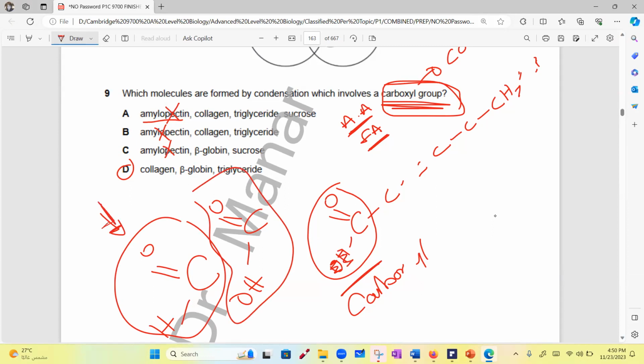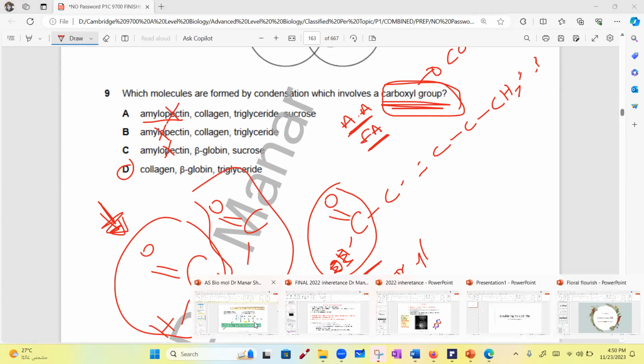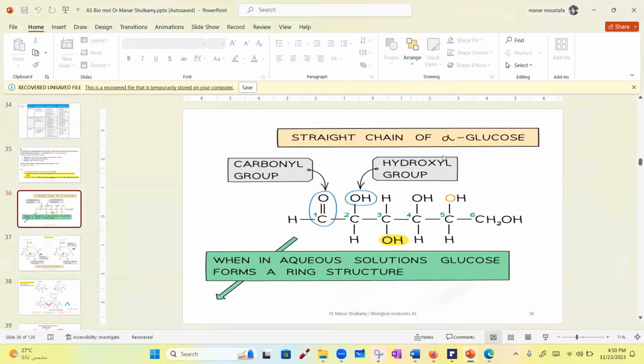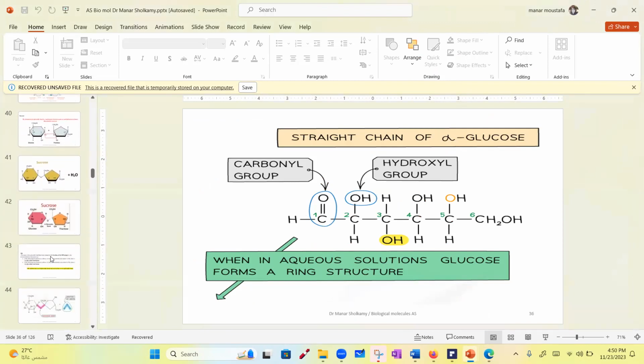So this is the carbonyl. Look here in the straight chain for the alpha glucose. This is the carbonyl group, C double bond OH. And this is the hydroxymethyl group at the other end. The COOH is only found in amino acids and fatty acids.